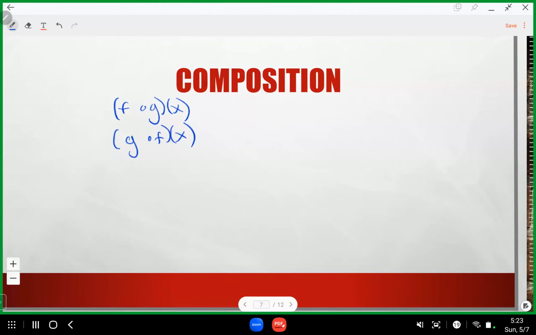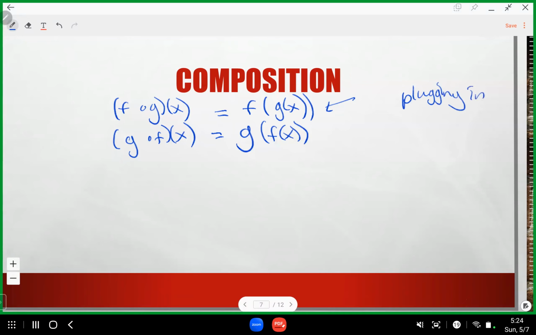So what is this actually? f of g of x is basically taking g of x, the whole function, as input to f of x. And then we have g of f, which is the g function taking f as an input, like this. So this is a bit more readable. And basically what you're doing is you're plugging in the g function into f.